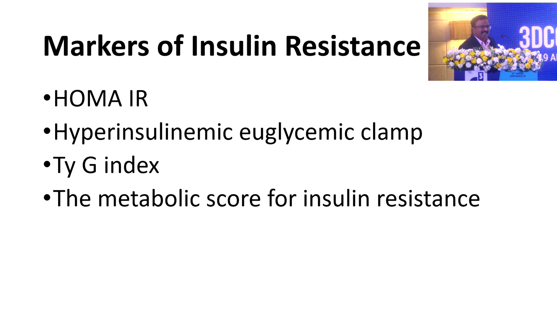The hyperinsulinemic euglycemic clamp is an inpatient procedure, which is not possible. TyG index is very important, and there is also a metabolic score for insulin resistance. So TyG index and HOMA-IR can definitely be calculated from fasting insulin and lipid profile values. Definitely you can have an idea, and it will give a clear clue to significant insulin resistance in any patient.